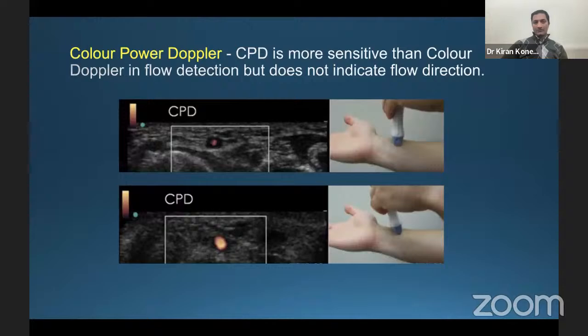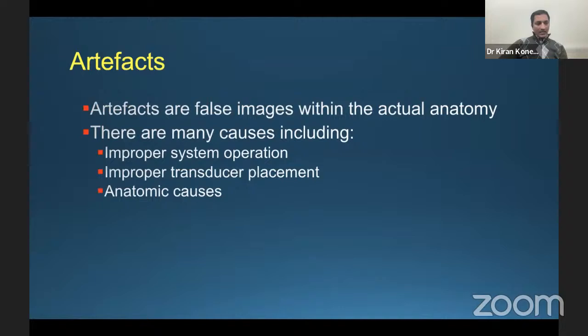So this is about the reasonably normal anatomy. Sometimes we also get different kinds of images, which we call artifacts. It's important to know the artifacts because these are false images within the actual anatomy, which sometimes can misguide us. There are many causes for these, including improper system operation. That is, as a user, we should understand our machines well and how they work, and also use proper transducers and proper placement of them. Occasionally, the anatomy can also be deceiving, and that can lead to the development of further artifacts.